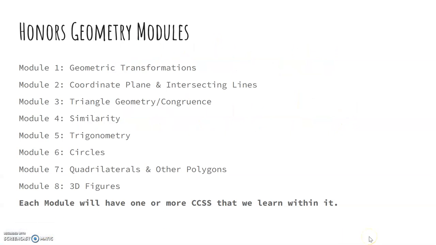So these are our honors geometry modules, and it's set up like last year, where within each module there's going to be one or multiple Common Core State Standards that we learn within it. For example, in Module 1, there's going to be 3 Common Core State Standards that we learn. So there will be 3 tests within that module.